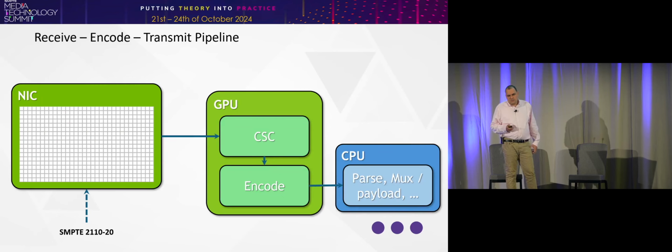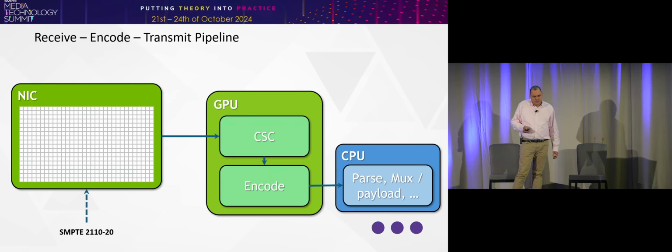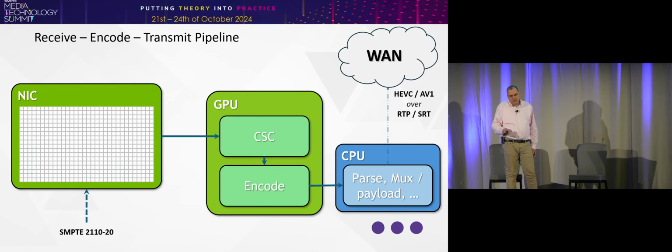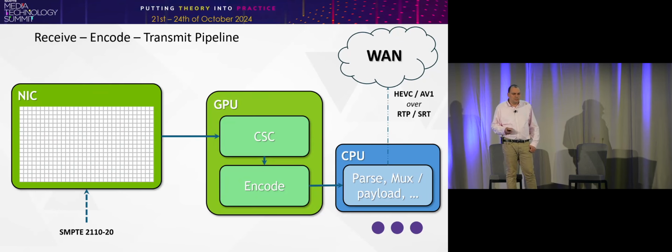Next, you need to parse the compressed bit stream, mux it, possibly payload it into something like RTP as well, depending on exactly what it is that you want to send out. And finally, once you have everything, you send out something, which could be an RTP stream or SRT. In this particular case, we've worked with RTP. And so this is the pipeline.